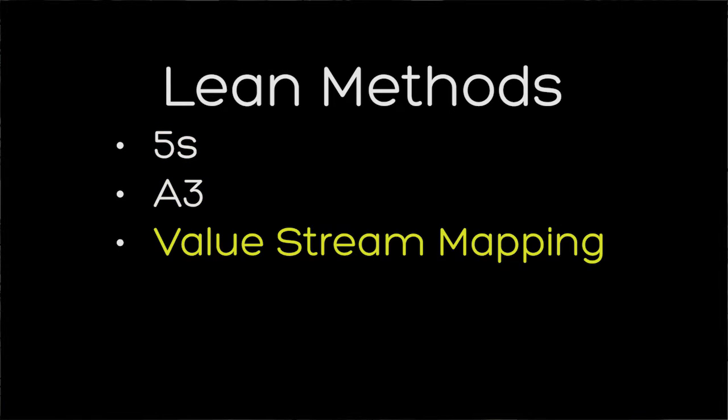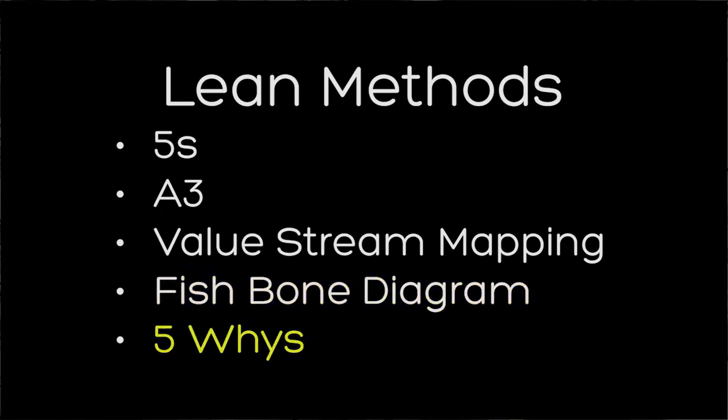And I'm Tucker. And in our last video, we discussed some of the 8 wastes and how to identify problems and inefficiencies on your job site. So now Chris and I are going to go through a few of the methods that we would like to teach you on how you guys can prevent these wastes from happening on your construction site. A few of those methods include 5S, A3, value stream mapping, fishbone diagram, and the 5 whys.